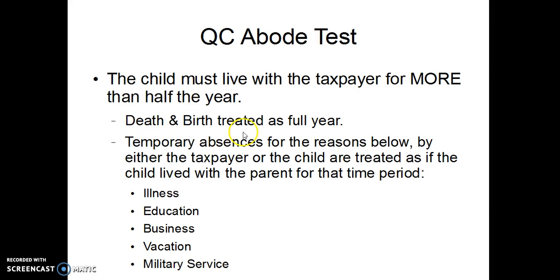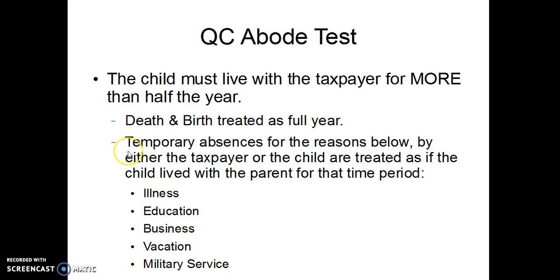Do note that death and birth is treated as a full year. So what do I mean by that? If a child is born on December 31st of 2015, did they live with the parent for more than 6 months? No, they have not. But they still get treated as if they had. So if someone is born within the year, they're treated as if they lived with the taxpayer the full year. Same thing if they die. So let's say someone dies on January 1, 2015. They only live with the taxpayer for 1 day, but they're still treated as having lived for the full year. So take note of this.